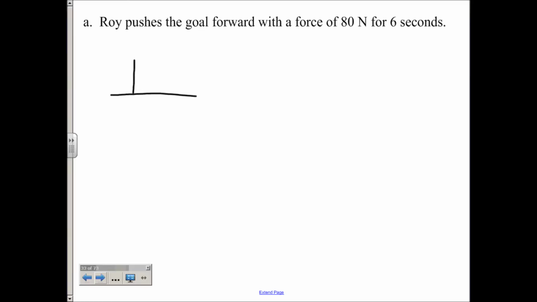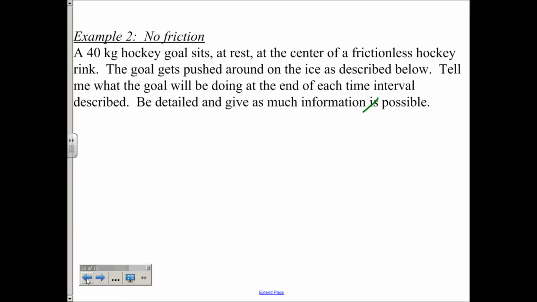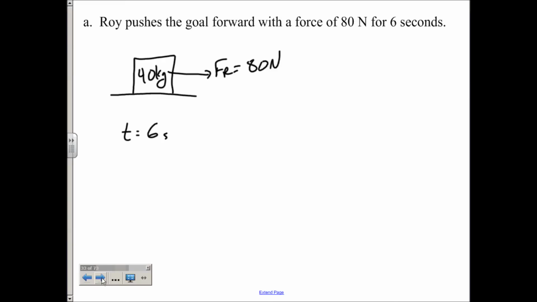Here's the ice. Here's the goal. We said that the goal had a mass of 40 kilograms. Here's the force of Roy pushing it forwards with 80 newtons. We know that this is happening for 6 seconds. And I haven't been focusing on the velocity. In the beginning of this problem, it is sitting at rest. So that means that our velocity is going to start at 0. Okay? So what's going to happen?